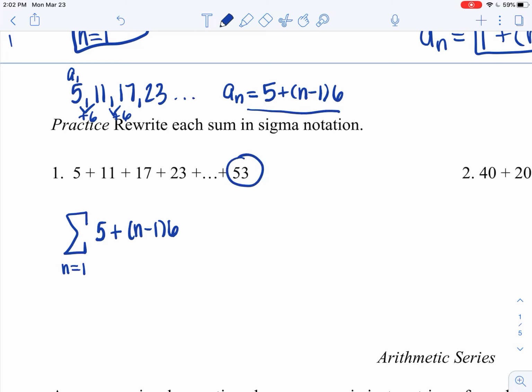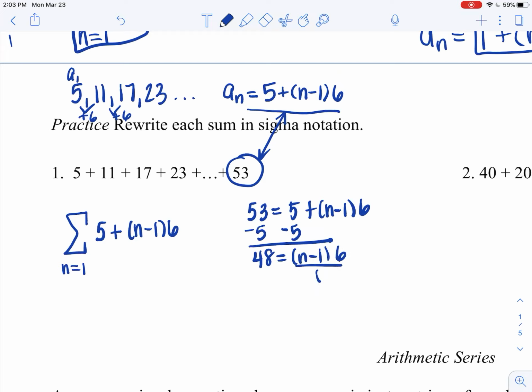And now we have to figure out what n we plugged in to get our very last term. The easiest thing you could do is set your a sub n rule equal to 53 and solve to get that n value. So if I take 53 and I set it equal to 5 plus n minus 1 times 6, I'm going to solve this a little differently than you might expect. I'm not going to distribute. I'm going to start by subtracting 5 from both sides, which comes out to be 48.